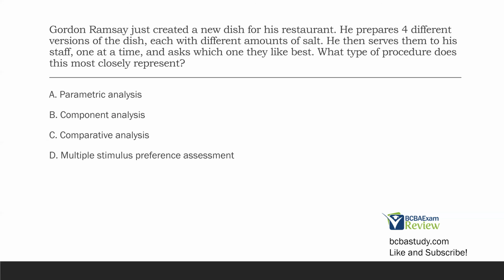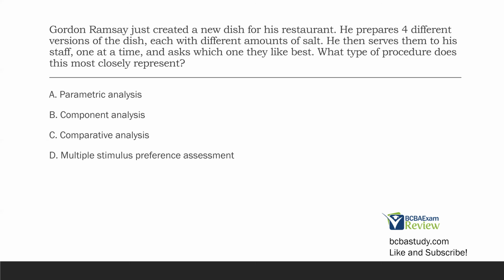Cover up the answer choices and think about it. What do we have? We have a dish. We have 4 different versions of the dish, each with different amounts of salt. So what does that say to you? We're using a different amount of salt, right? We have one variable here, right? A single stimulus in different amounts.